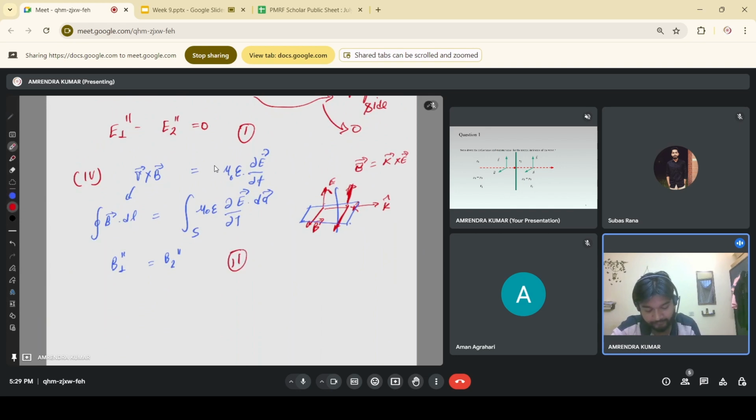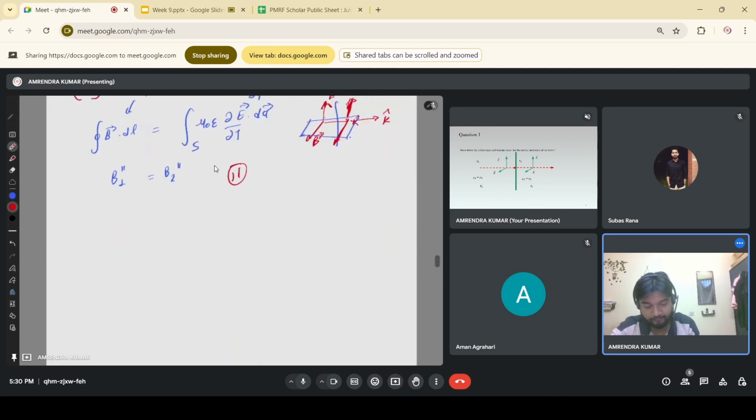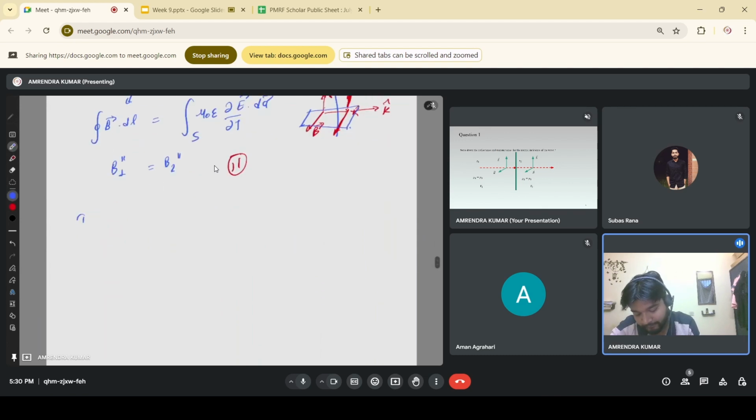This is the second equation, this is the first equation. So let us write down what we have. The first condition is that E1 parallel should be equal to E2 parallel. Whatever the electric field in medium one is, this has to match. The second condition is that the magnetic field parallel components are also equal.